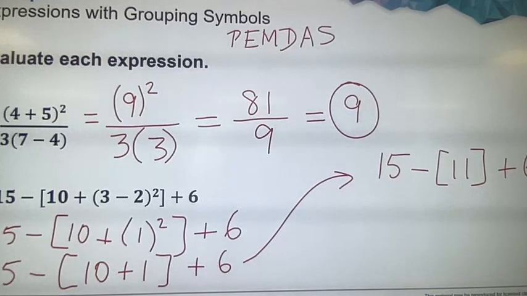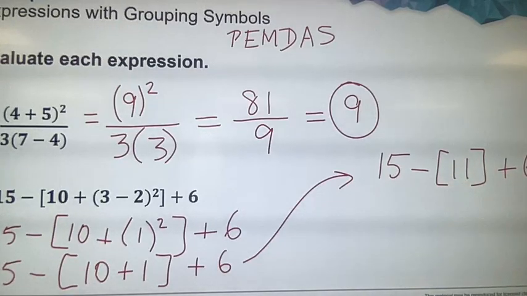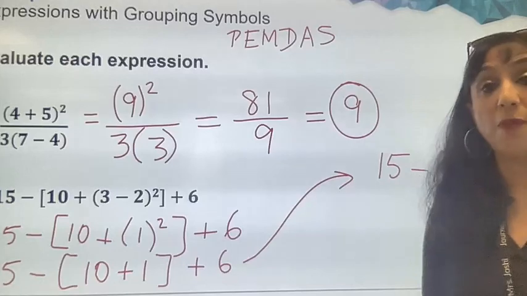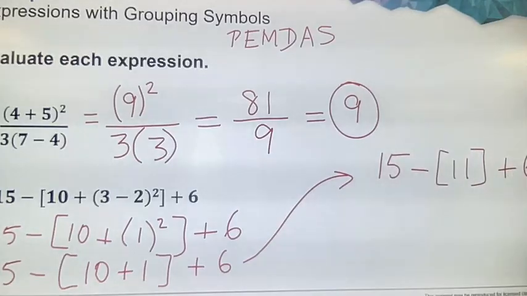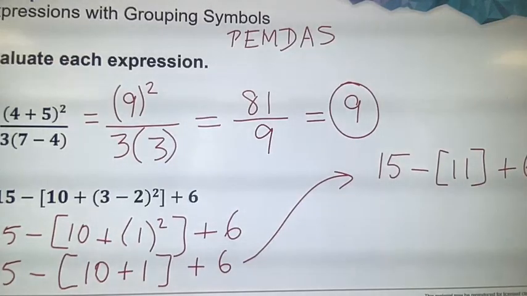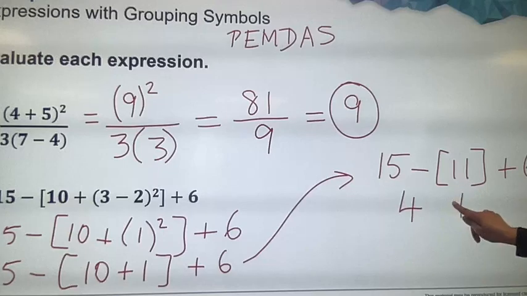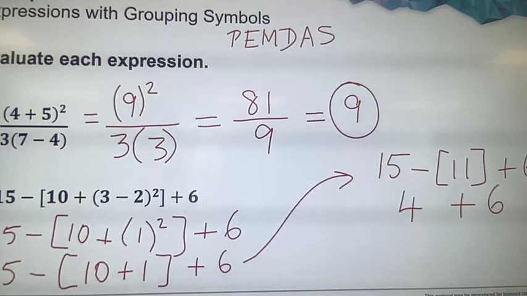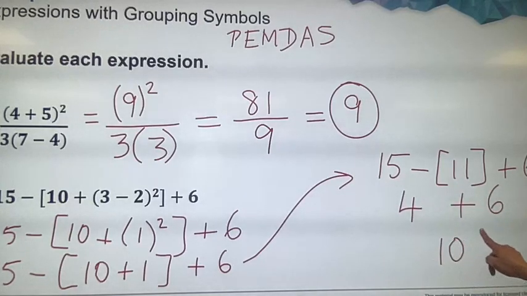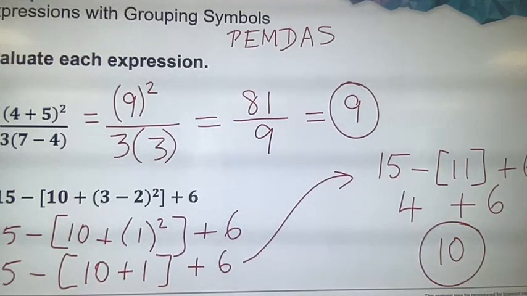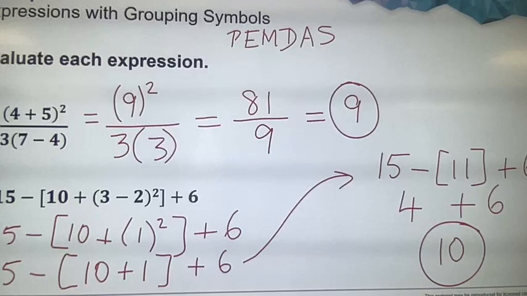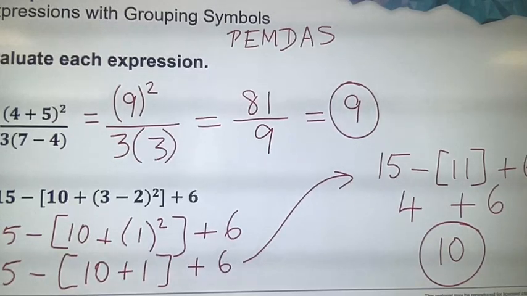Now I am going to go, because I only have subtraction and addition, from left to right. 15 minus 11 gives me 4, and I have plus 6, and when I add the 6, I get 10. And here is my final answer.